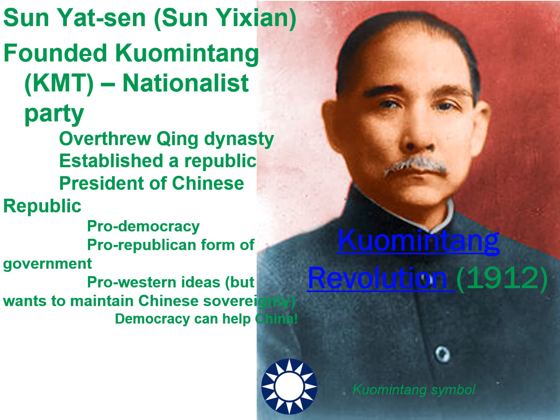Now, Sun Yat-sen is a very important figure in the history of China. Sun Yat-sen founded the Kuomintang, the KMT, which is basically the Nationalist Party. And Sun Yat-sen overthrew the Qing dynasty. He established the Republic of China. He became the president of the Chinese Republic. Sun Yat-sen was pro-democracy, pro-republic-style government, so like the United States, and was very sympathetic and pro-Western ideas. But even though he was interested and sympathetic towards Western ideas of government, liberty, and democracy, he wanted China to maintain its own independence and China's own sovereignty.